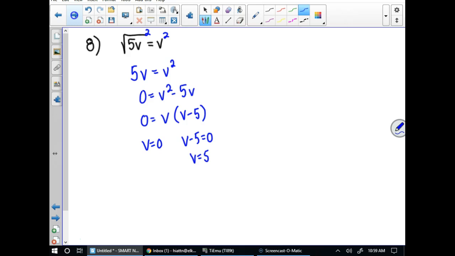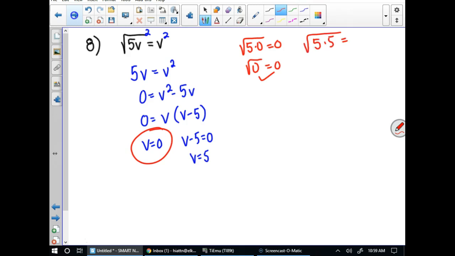Okay, before I circle those as my answers, I'm going to check them. So the square root of 5 times 0 is the square root of 0, which equals 0. So 0 works. That's one of my answers. And the square root of 5 times 5 equals 5. That's the square root of 25, which does in fact equal 5. So that also works. So this one, both of them work. You have two answers.